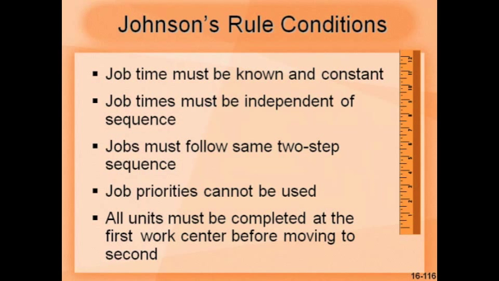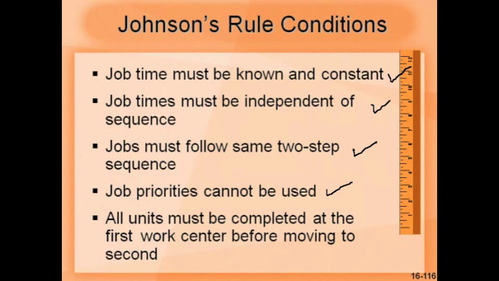Job time must be known and constant. This is a reasonable assumption, because although the time required to complete a job could have some variability, we are assuming that variability is very small, almost constant. Job time must be independent of the sequence. Jobs must follow the same two-step sequence. So they have to go through, let's say, work center 1 first and then work center 2 next. It cannot be the other way. It has to be the same two-step sequence.